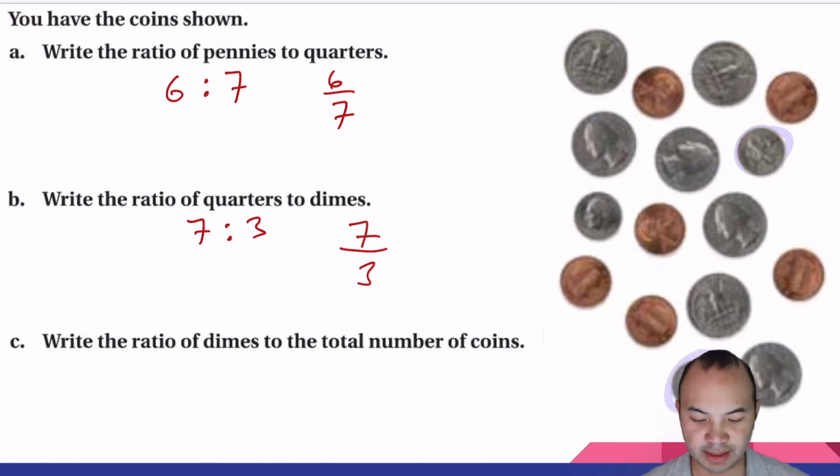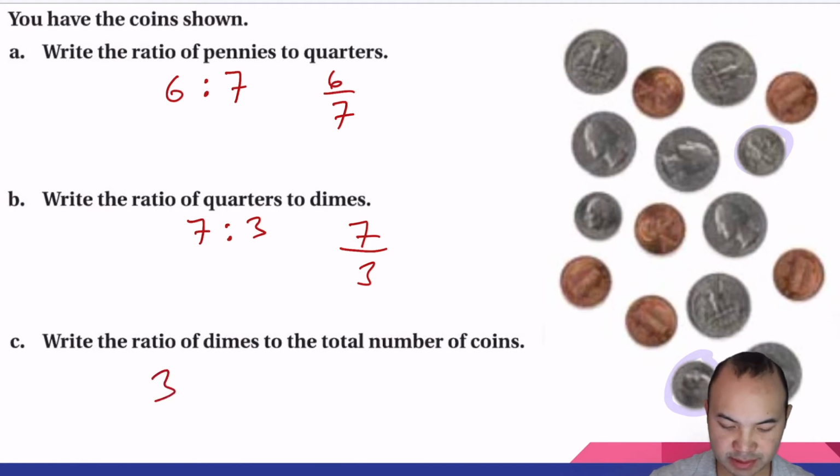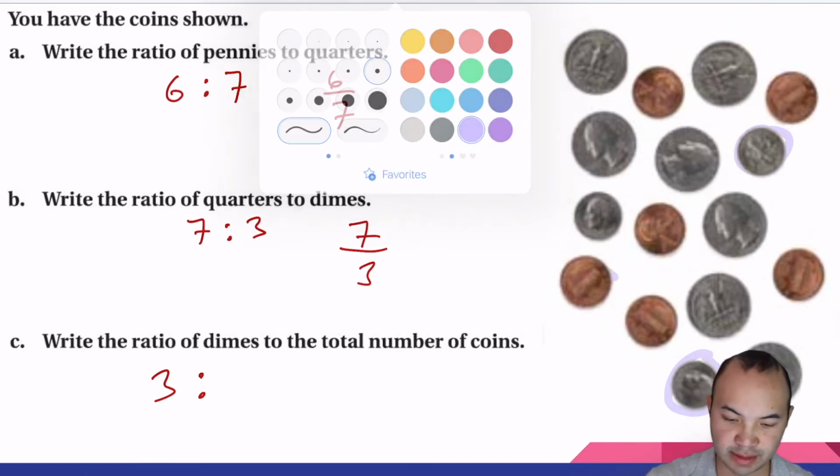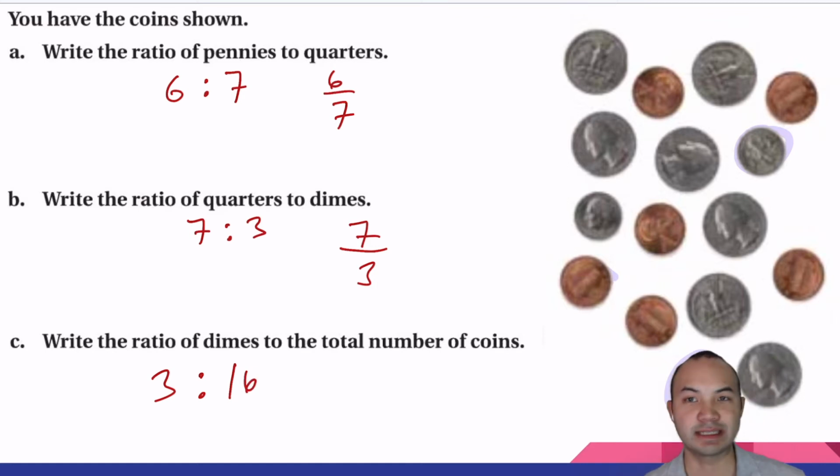And write the ratio of dimes to total number of coins. We already know how many dimes we have. We have 3 dimes, to, and you just count how many total coins you have. 1, 2, 3, 4, 5, 6, 7, 8, 9, 10, 11, 12, 13, 14, 15, 16. We have 3 to 16.